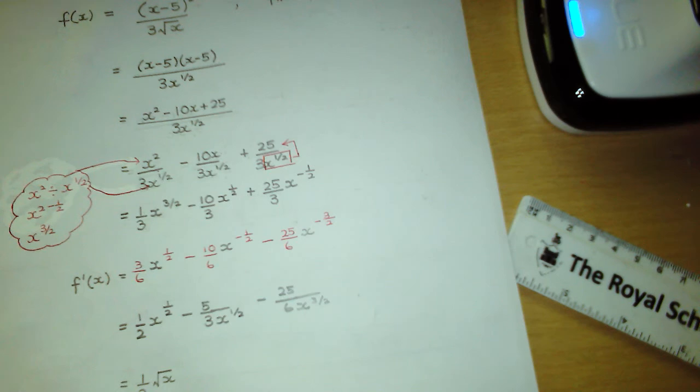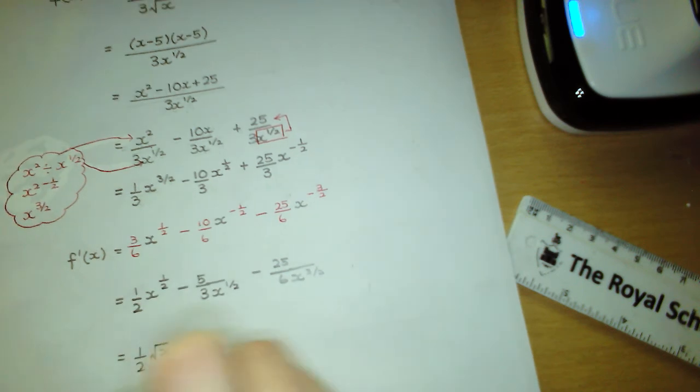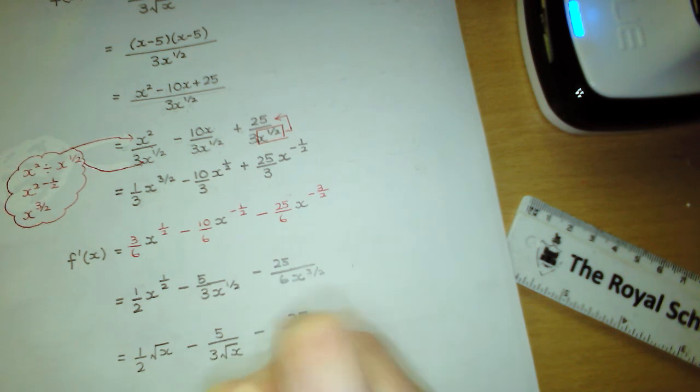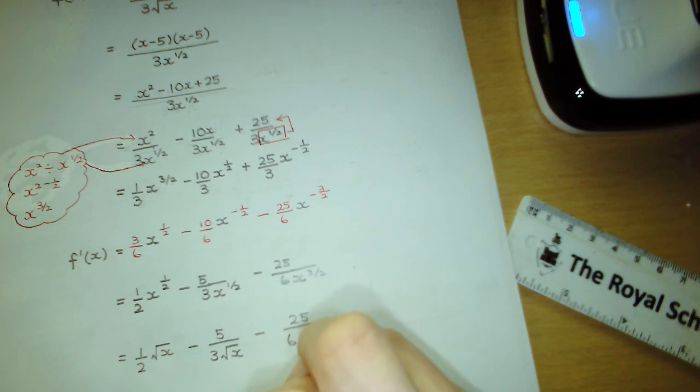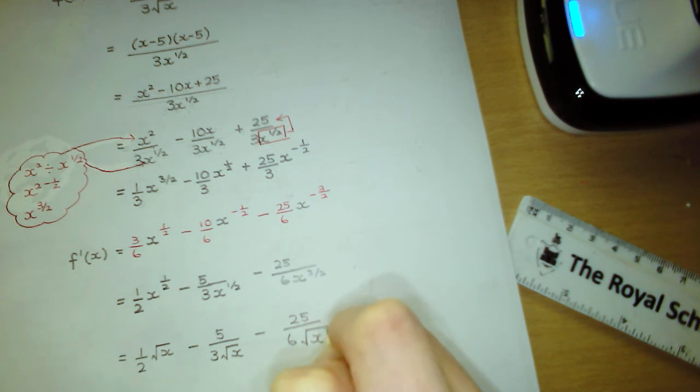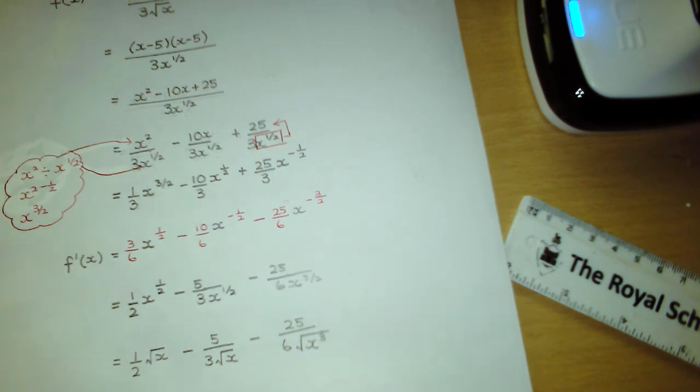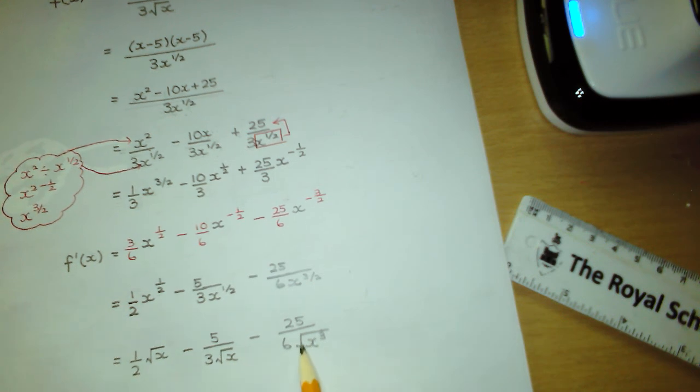X to the power of a half is the square root of x. And then minus 5 over 3. And then x to the power of a half is the square root of x. And then we've got minus 25 over 6. And then x to the power 3 over 2 is the same as the square root of x, and then that's being cubed, x is being cubed. And that's a really good way to leave your answer. Okay, and we've fully differentiated the curve.